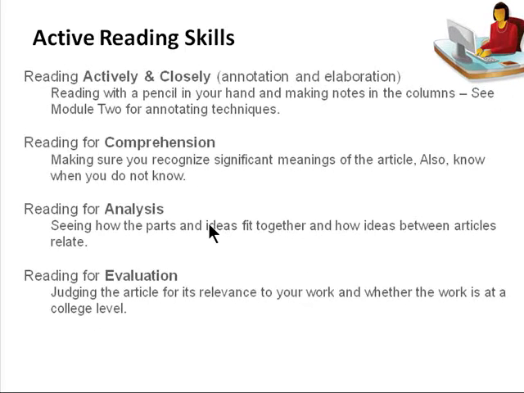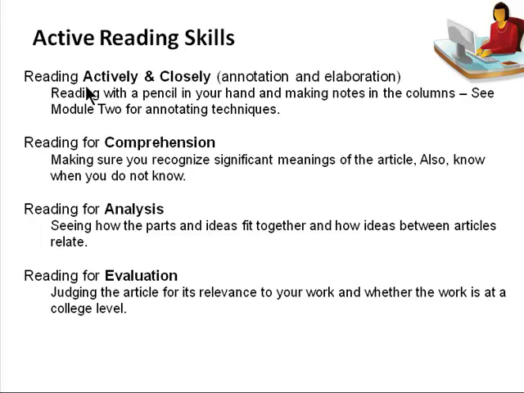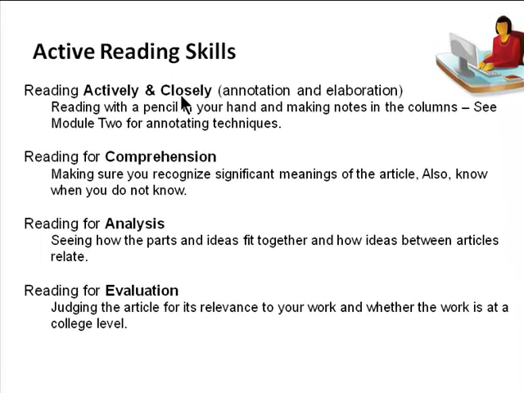So what about active reading? In order to write a research paper, you're going to have to read secondary sources at a high level so that you can take what you've read and use it to answer a research question. So the first part is being able to read actively and closely. We recommend that you read by annotating, so that you read with a pencil or a pen in your hand and take notes as you're reading.